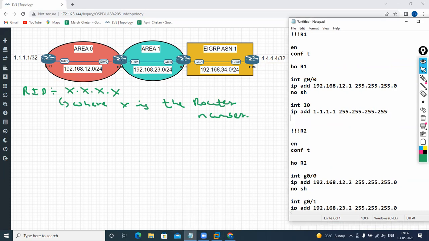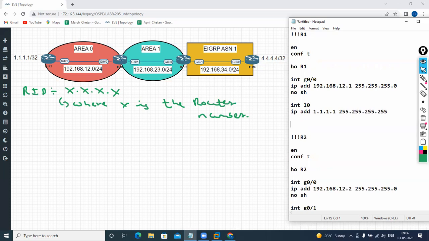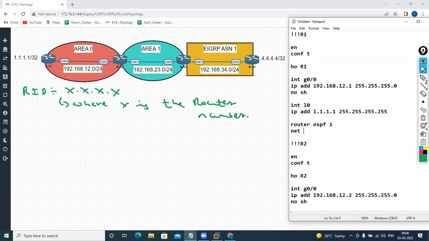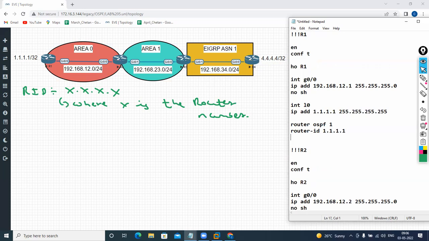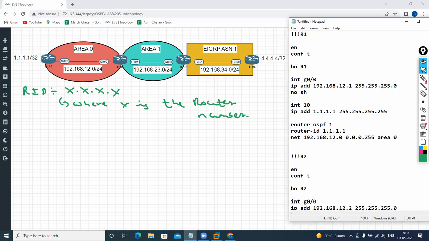Should I enable OSPF here only? Is it fine? Or should I show it on the router? Is it fine to enable here? Router OSPF 1, router ID 1.1.1.1. The network 192.168.12.0 with wildcard mask, area 0. Network 1.1.1.1 with wildcard mask and area 0.